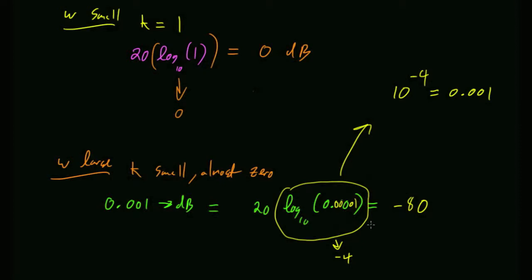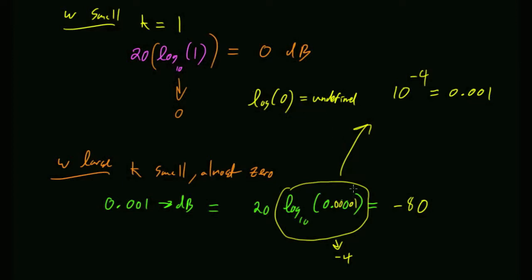But you can never take the log of 0, because our K can never reach 0 unless omega reaches infinity. So we're never going to get a 0 here. We're only going to get smaller and smaller numbers. And as this gets smaller and smaller, your dB gets more and more negative.